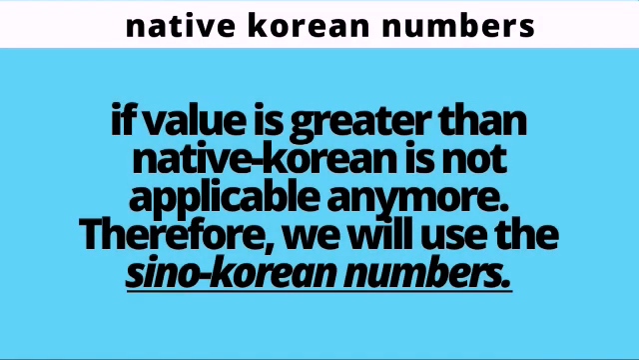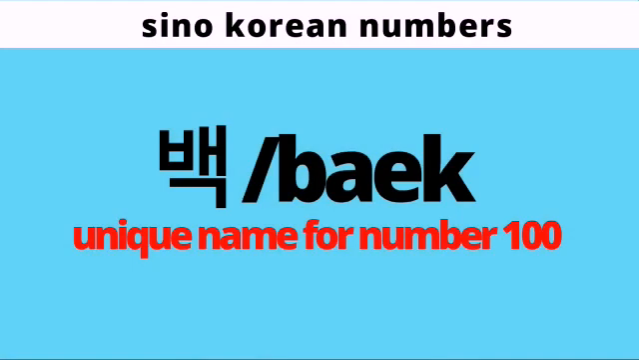So, what's next after 99? If the value is greater than 99, native Korean is not applicable anymore, and therefore, we will use the Sino-Korean numbers. Have you watched our video about Sino-Korean numbers yet? Not? Check it out. But from that video, we already know that the unique name for number 100 is Baek. Therefore, we can only use native Korean numbers for numbers 99 and below. For numbers 100 above, we need to resort to Sino-Korean numbers.